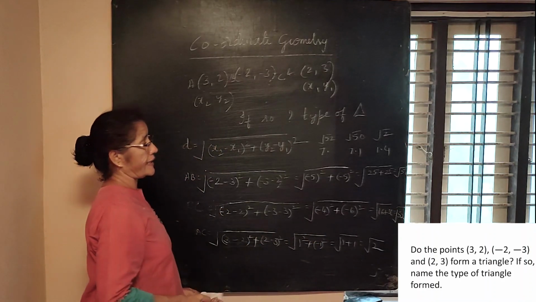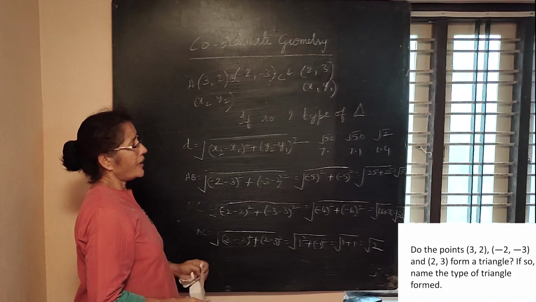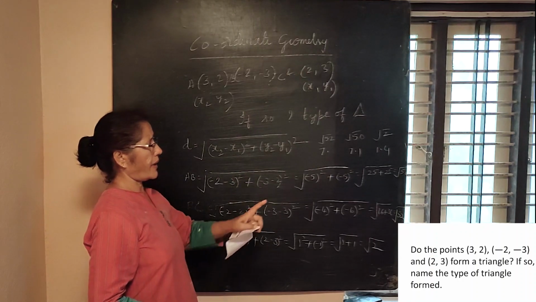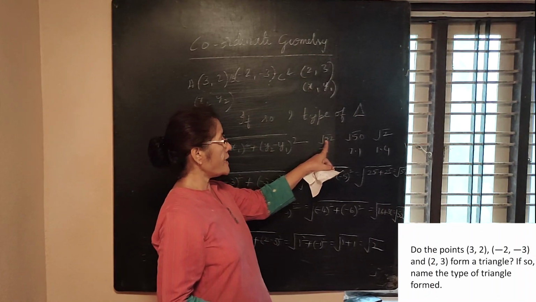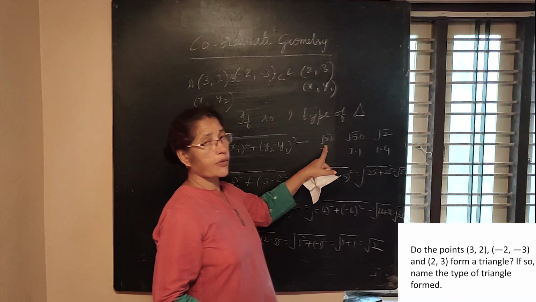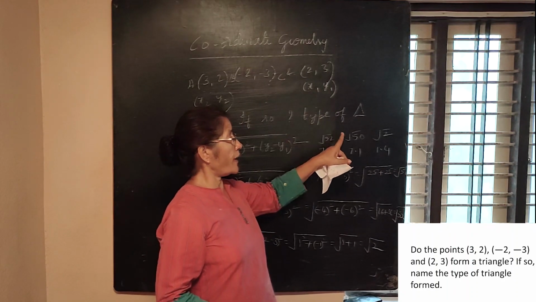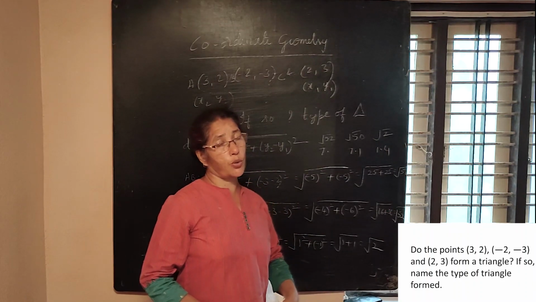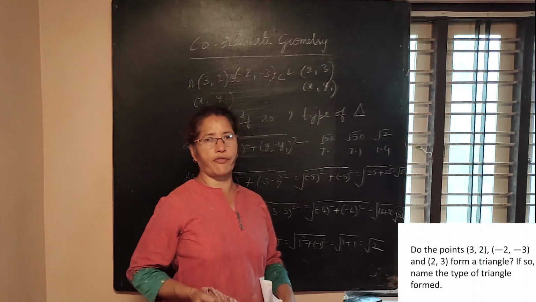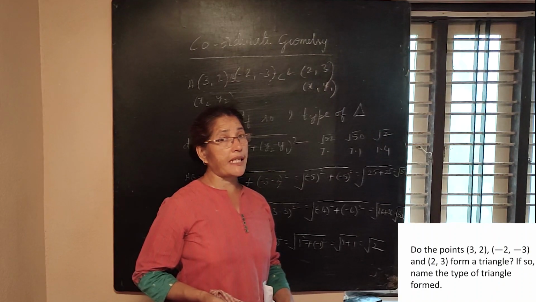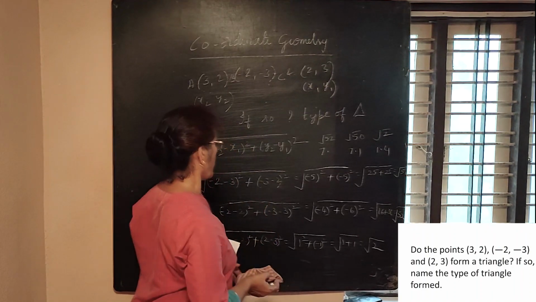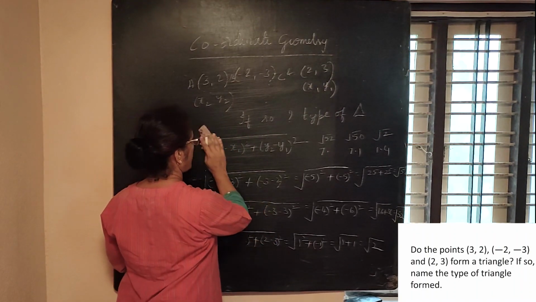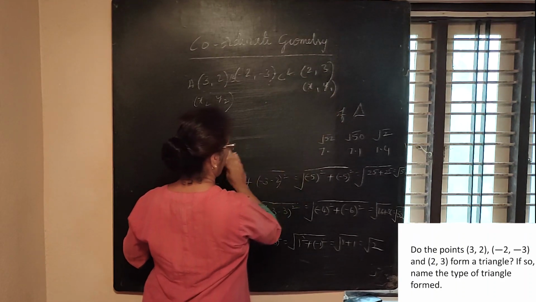Now what type of triangle were they asking about? Looking at the numbers in this question only, you can make it out. Square root of 52 the whole square is 52. Square root of 50 the whole square is 50. Square root of 2 the whole square is 2. So 52 is equal to 50 plus 2. So whose theorem is it? Pythagoras theorem. So definitely I can say it is a right angled triangle.